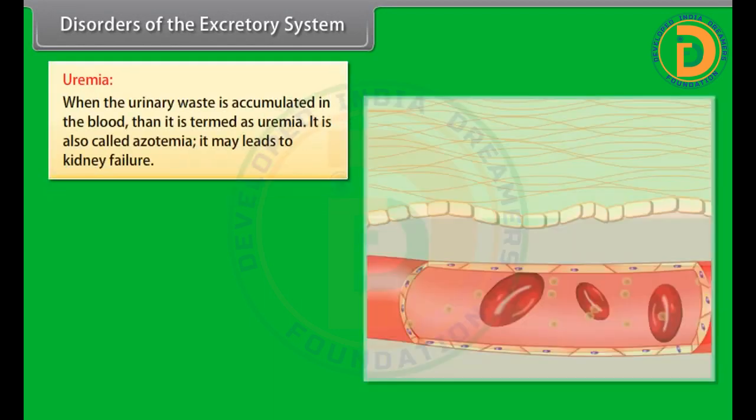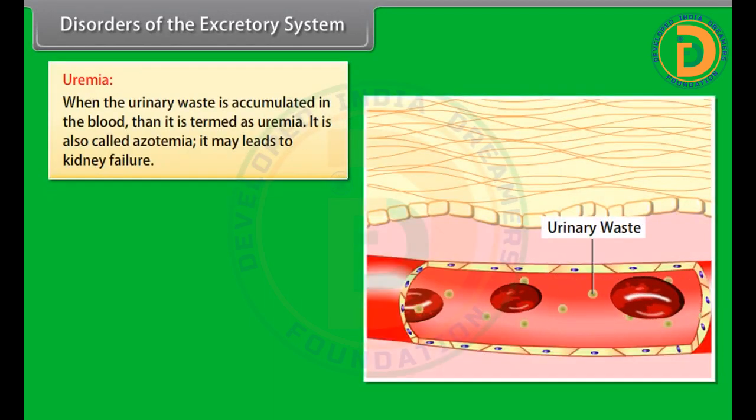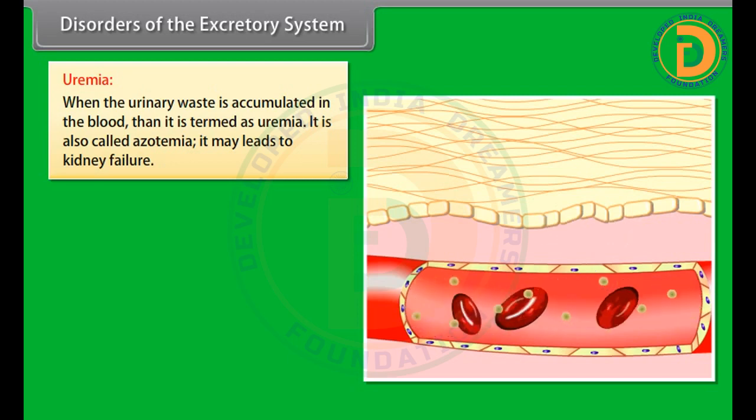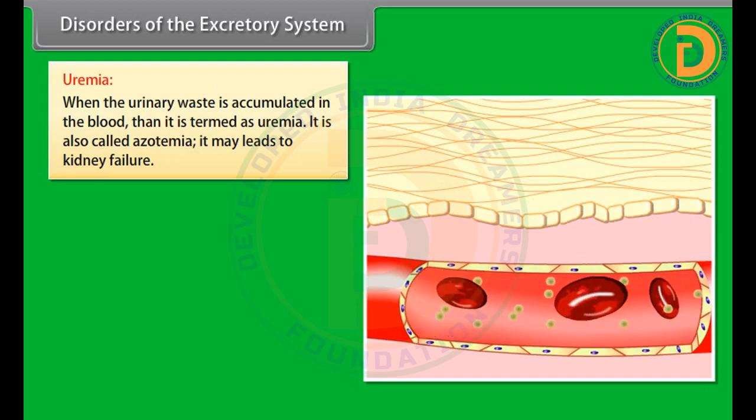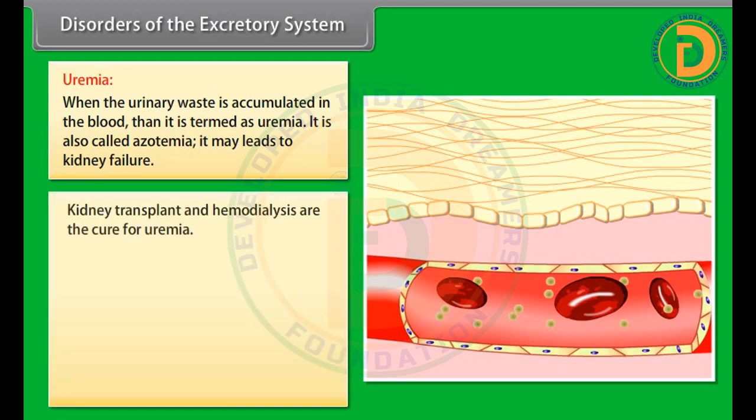Disorders of the excretory system. Uremia. When the urinary waste is accumulated in the blood, it is termed uremia. It is also called azotemia. It may lead to kidney failure. Kidney transplant and hemodialysis are the cure for uremia.